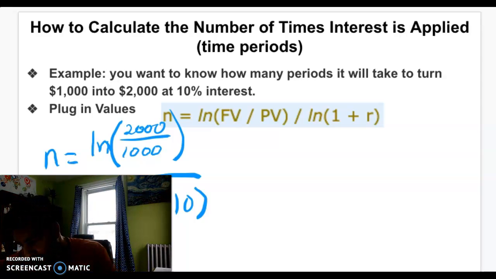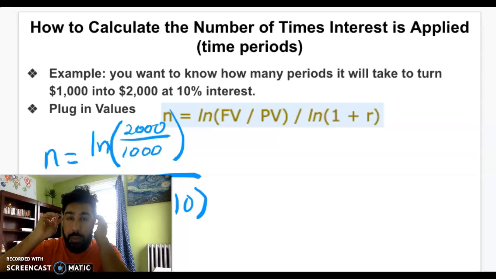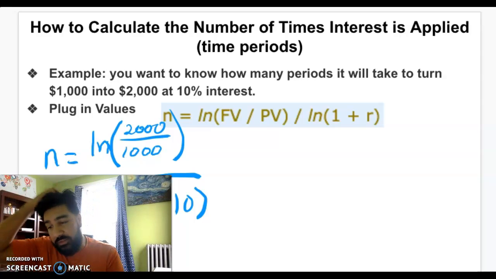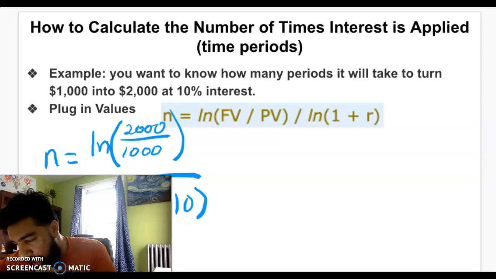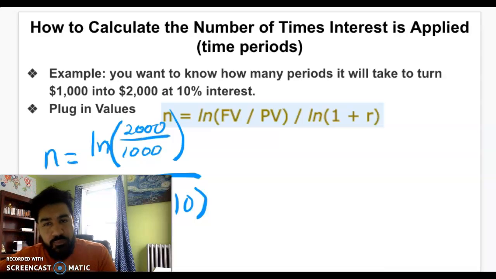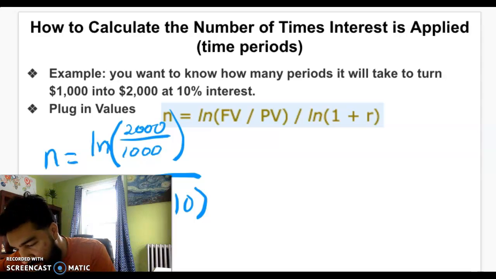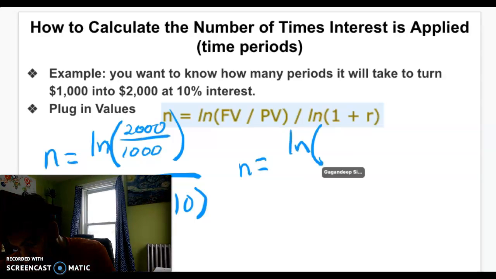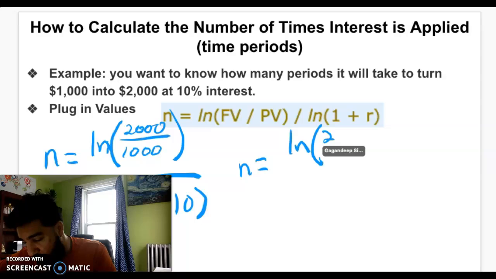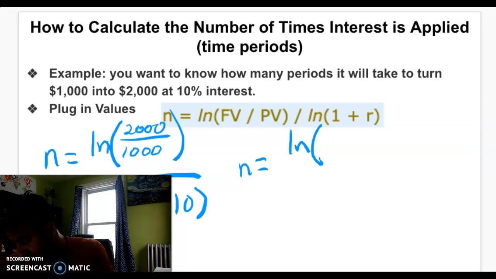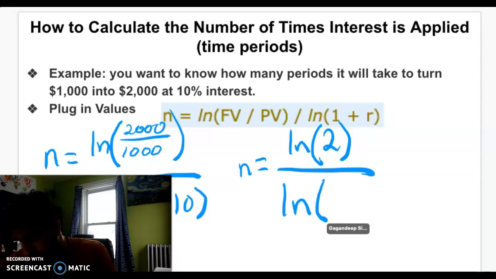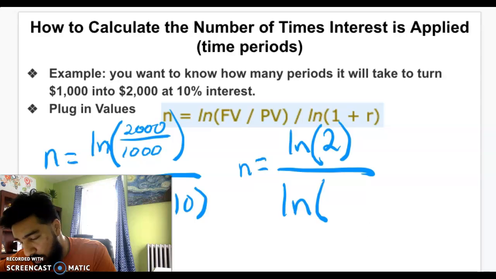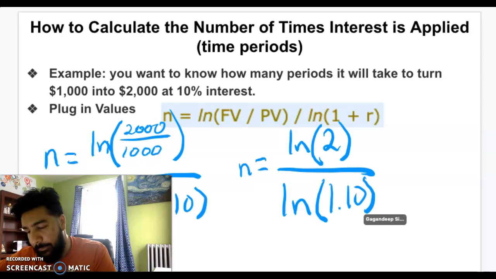Okay, so let's continue. We should be following our PEMDAS. Good old PEMDAS. Parentheses is definitely going to be first. So 2,000 divided by 1,000, 2 over 1, is 2. Now my next step would be n equals ln of 2, actually I was going to write 2,000 over 1,000 again, it's actually just 2. And now at the bottom I have ln times 1 plus 0.10, or 0.1, which gives me 1.10.